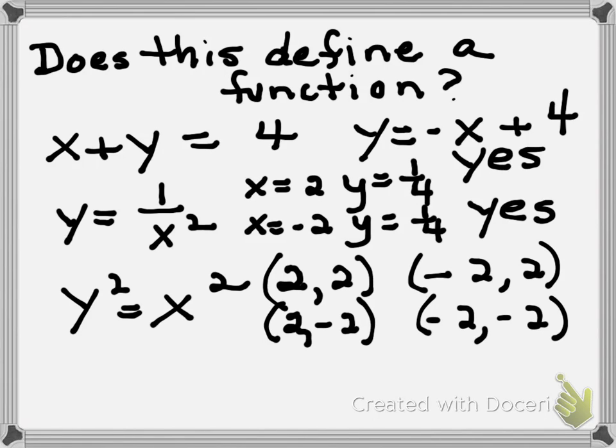So for a particular x, like 2, we get two different y values. Or for -2, mapping to 2 and -2 mapping to -2, this does not define a function. Because for a particular x value, there can only be exactly one y value, and there's more than one.